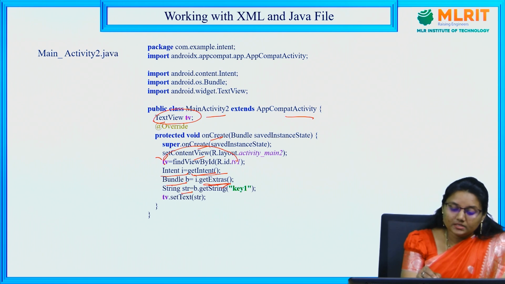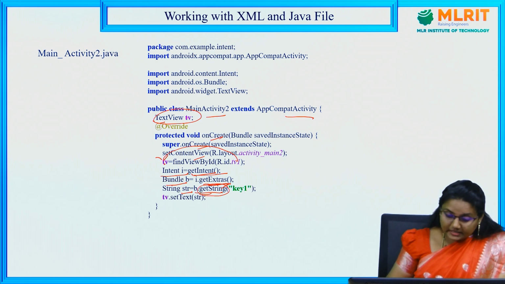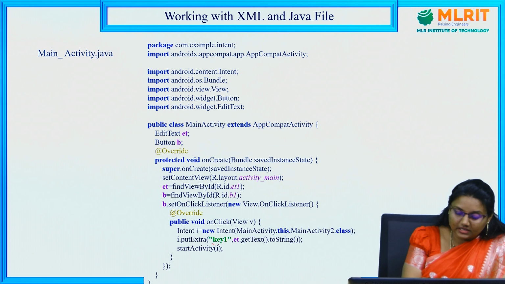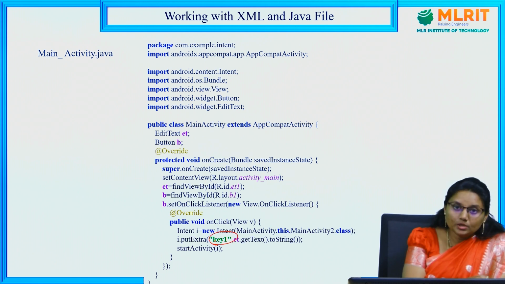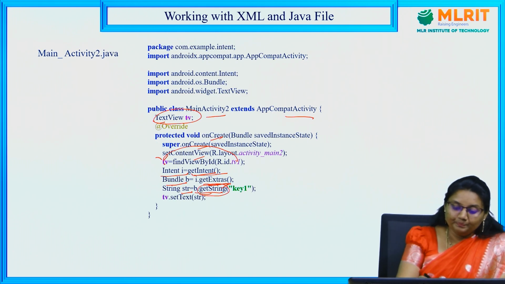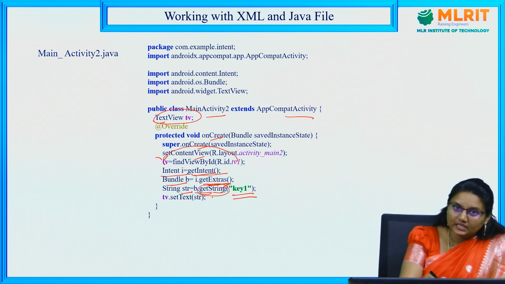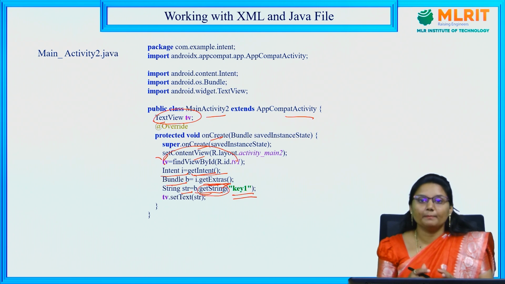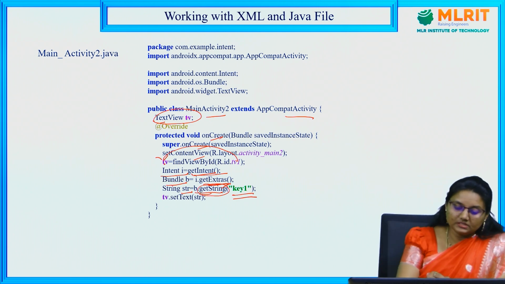Now String str equals b.getString. So b.getString means whatever key you used in the intent, putExtra key1. This key1 should be used to extract the information in your second activity. Now what is your second activity? This one. So here you can use this key1 and it can be extracted using getString. Now what is b? Bundle. Both the activities, MainActivity1 and MainActivity2, are bound together using this bundle b.